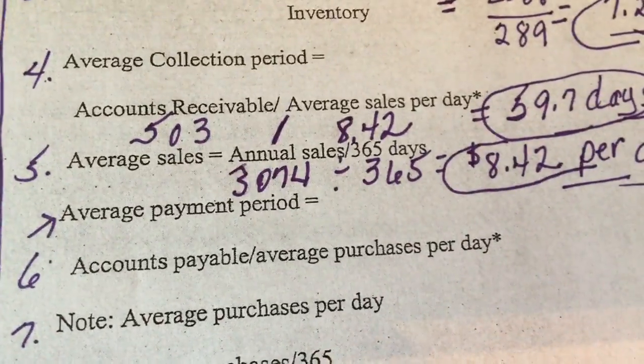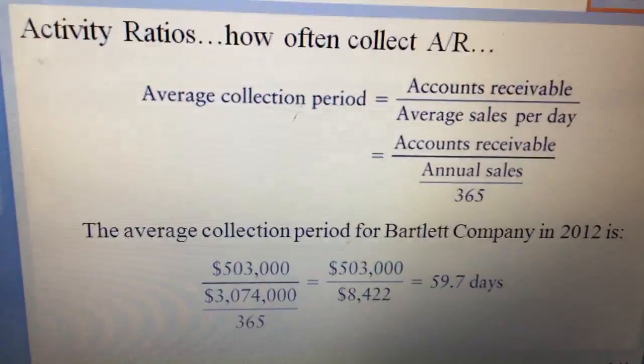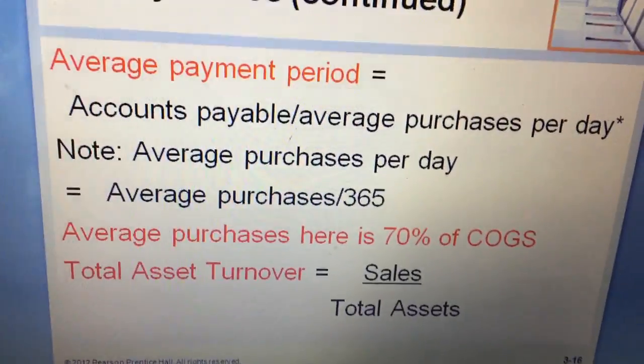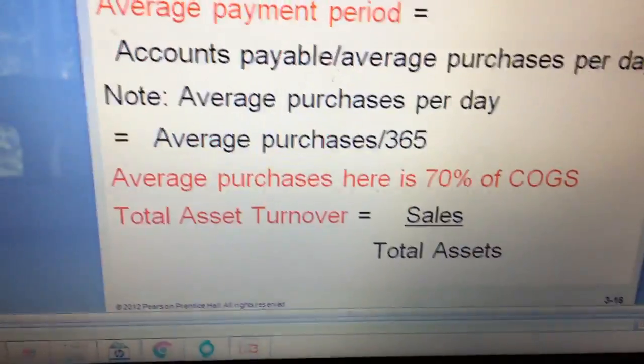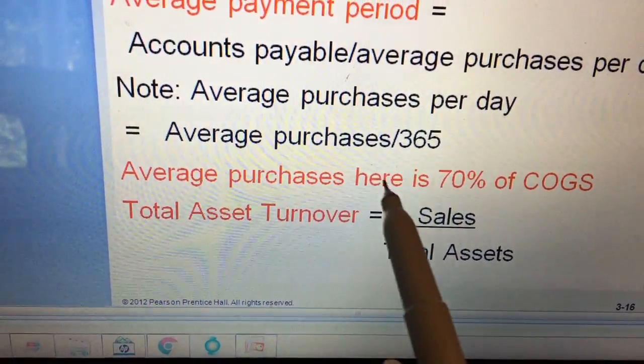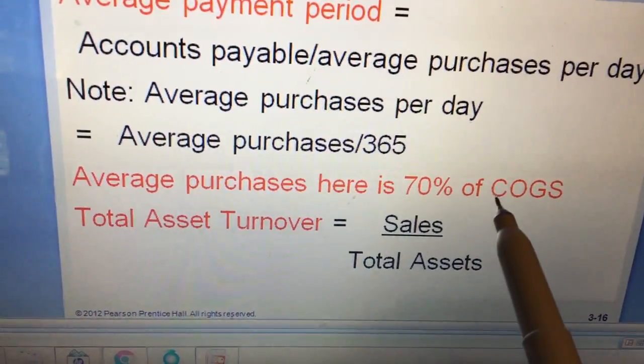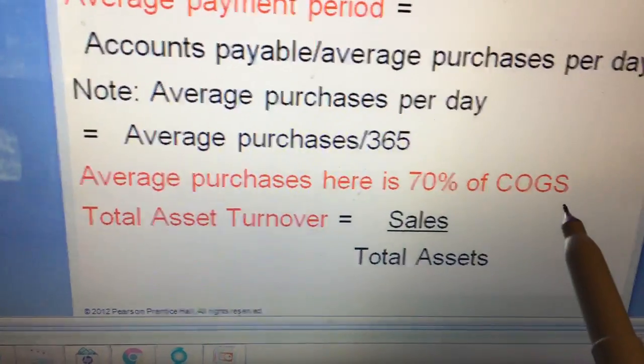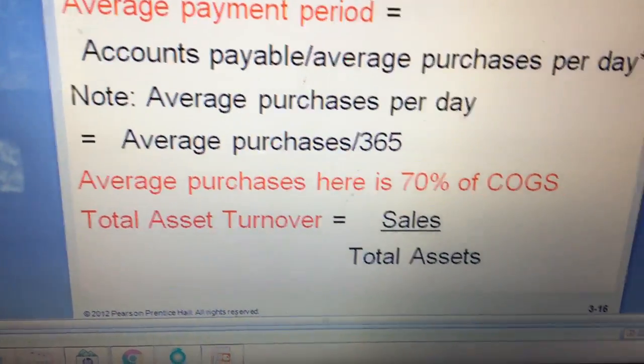And I want to go to the PowerPoint slides. Okay, this is the ratio analysis for the one we previously did. And my computer keeps going out on me. But now on the next one, we want to look at this information. Average purchases here in this problem is 70% of cost of goods sold. So we have to go and look at what cost of goods sold is and then multiply that times 70%.